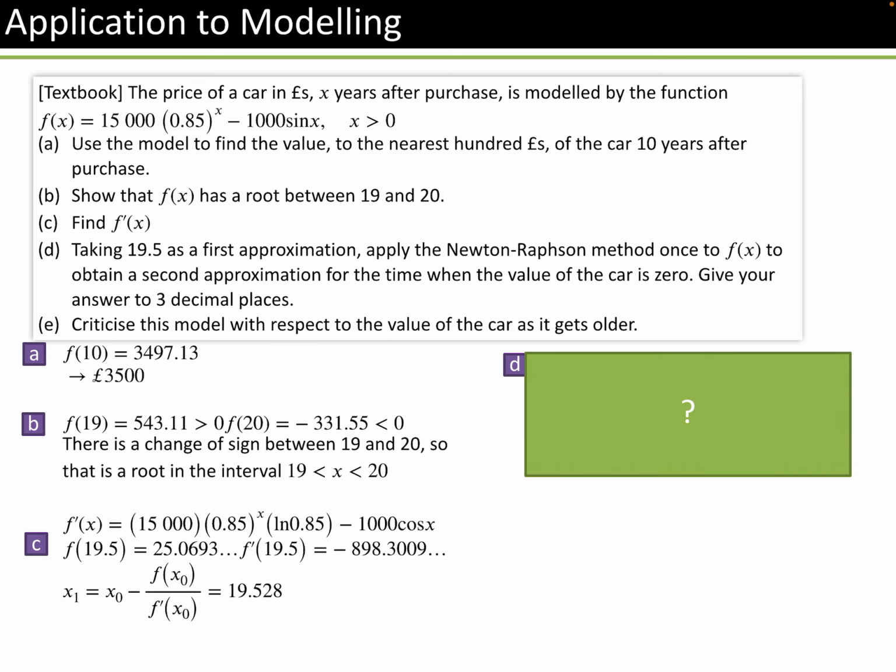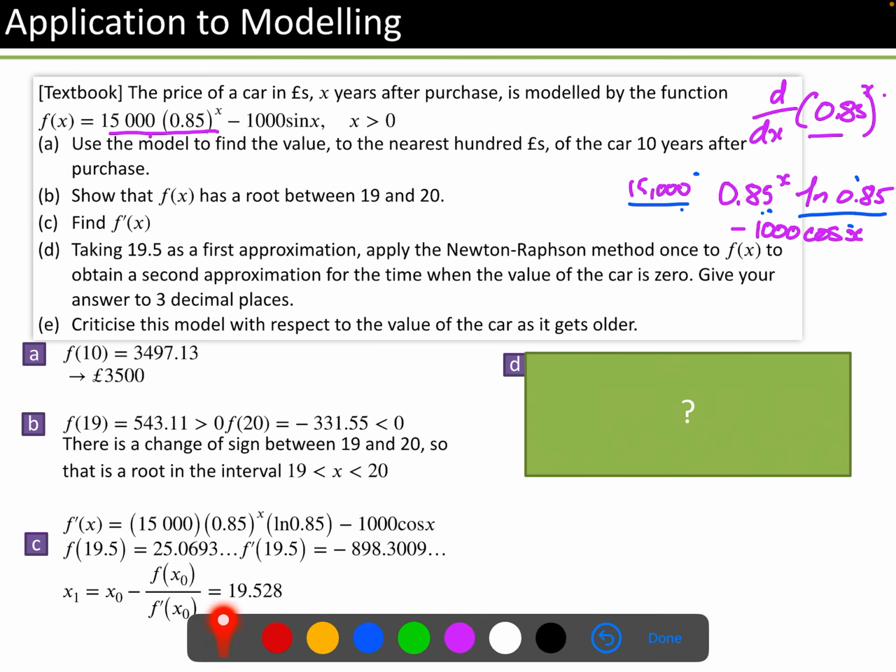I've accidentally revealed sort of the next part as well, I think, haven't I? Have I revealed it? Yes. So you can see the first statement that I was talking about here. And what are we doing? So we've gone on to part D here. We're taking 19.5 as our first approximation, so this means that 19.5 is the x0 bit. That's what that means. Apply the Newton-Raphson method.